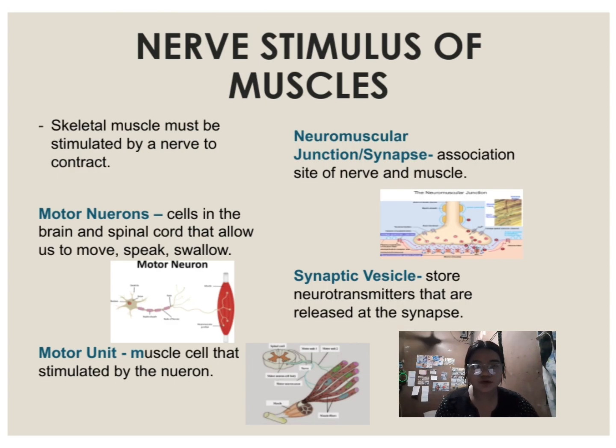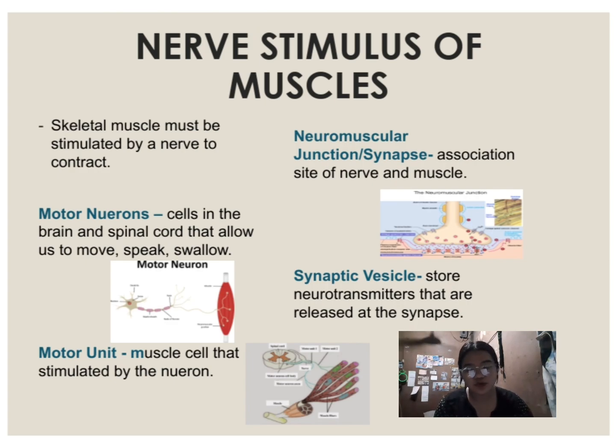First is the motor neurons. Motor neurons are specialized nerve cells that carry action potentials to skeletal muscles and stimulate them to contract. They are also the cells in the brain and spinal cord that allow us to move, speak, breathe, and swallow.